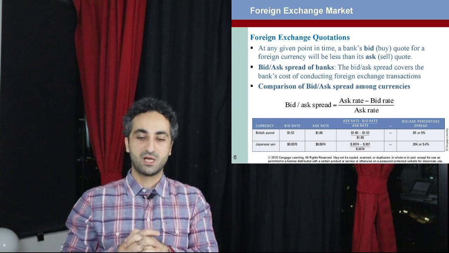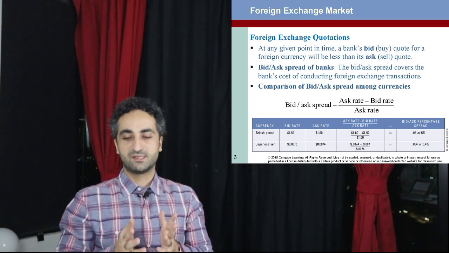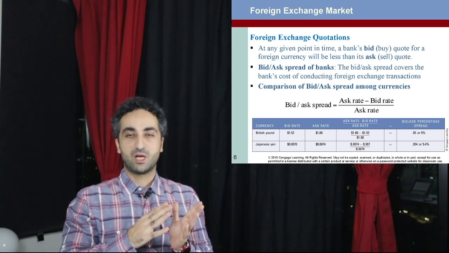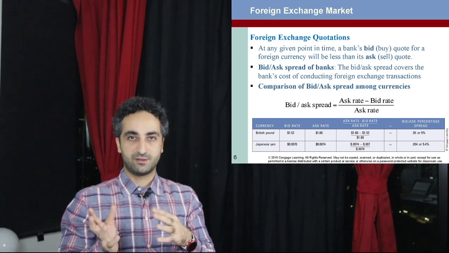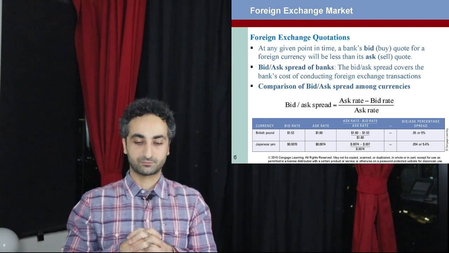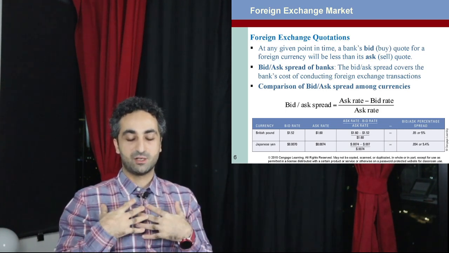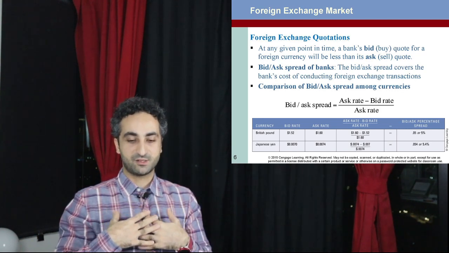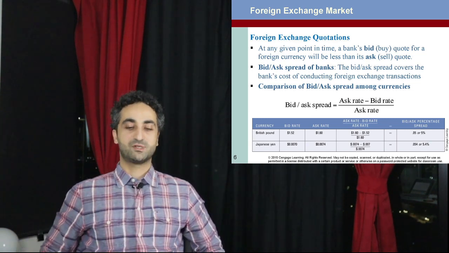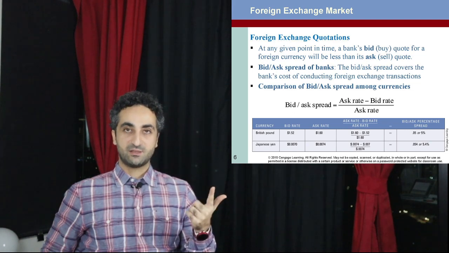Many factors. However, how do we compute this spread, the bid-ask spread? Simply by taking the highest price, of course, the ask rate, minus the bid rate, the lower price, divided by the ask rate. So let's take an example here. We are a US currency dealer, an exchange shop. We have on our screen two currencies. We have yen and British pound.